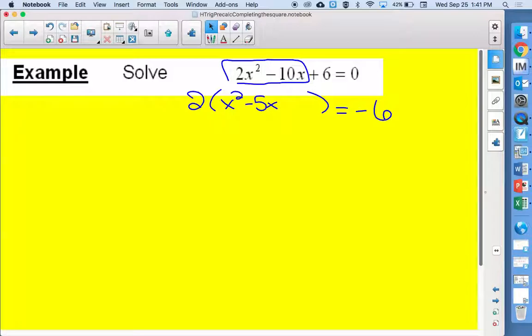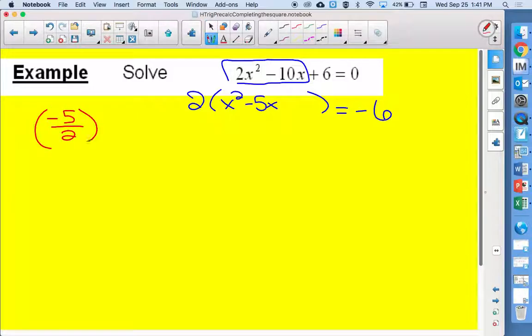So if there's an odd number inside, you're probably going to have a fraction to work with because we're dividing that by 2. So negative 5 divided by 2 squared. Square the top, square the bottom. So the top squared is 25, the bottom squared is 4. And then you're multiplying that by 2. So the top becomes 50, the bottom is still 4. What is 50 fourths? Reduce to 25 halves. 25 halves.